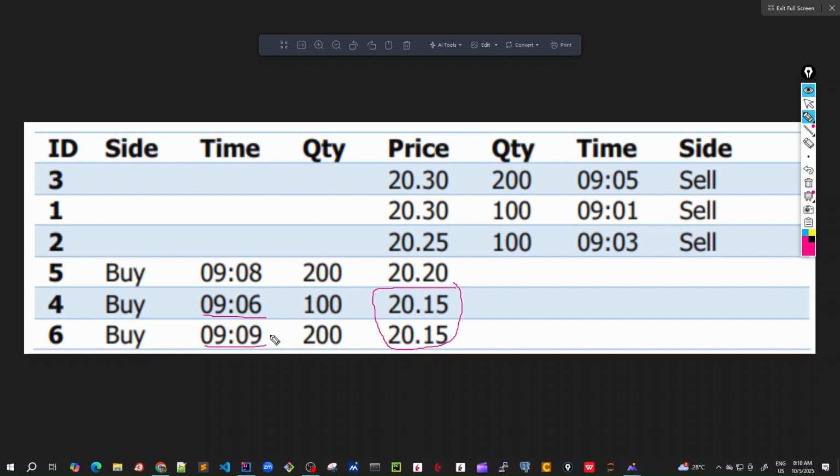Now, in the real world scenario, in the exchanges where we have hundreds and thousands of orders at the same price, this is not an efficient solution. Because suppose I'm running an algorithm for matching orders, and I want to know how many orders are there at level 2, for example, how many open orders are there at this price 20.15.